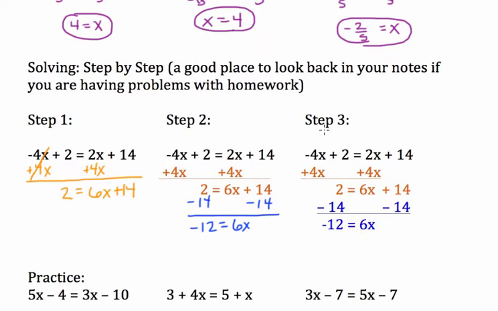So which brings me to step 3, my final step. I want to undo what's been done to the x. I want to undo timesing by 6. So I'm going to divide by 6. So I get x equals negative 2. Again, it's nice to have it spread out like this in your notes so that if you're not sure of what to do, you can go back and see it written out step by step.